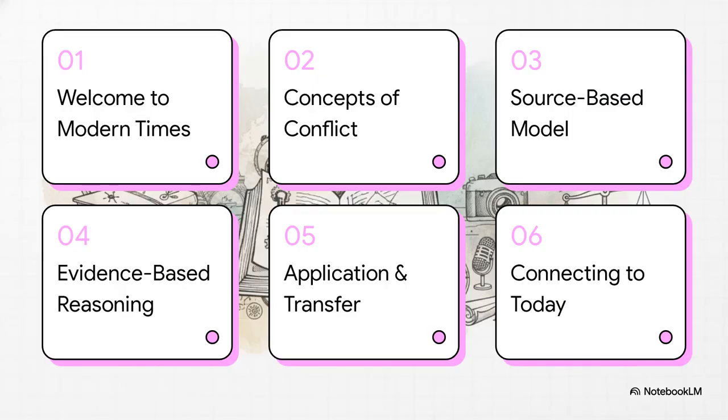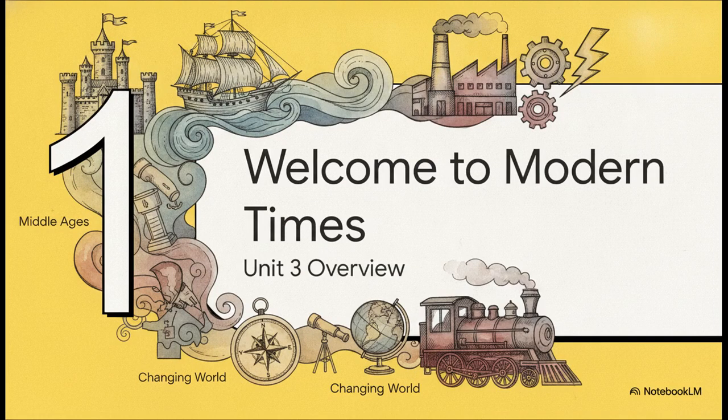To get there, here's our roadmap. 1. Welcome to modern times. 2. Key concepts of conflict. 3. The source-based model. 4. Evidence-based reasoning. 5. Application and transfer. And finally, 6. Connecting to today. All right, let's jump straight into Section 1.